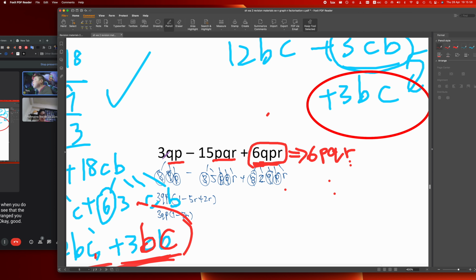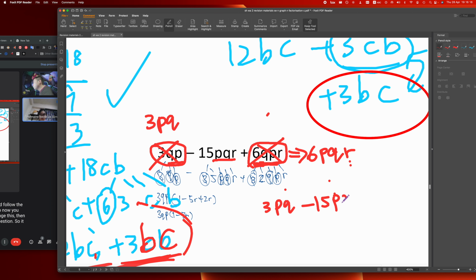So it's 6PQR. Something is also wrong with the 3QP. So it should be 3PQ, because the letters should follow the alphabetical order. So now you change this, then you start to do the question. So it's 3PQ minus 15PQR plus 6PQR.